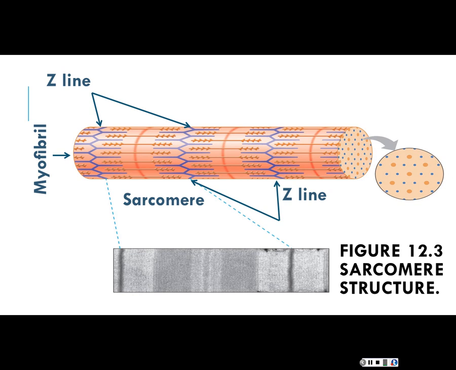In the middle of each sarcomere is the M line, the midline. You'll notice that it's kind of shown red here, running perpendicular right to the rest of the sarcomere. And so right in the middle is the M line, the midline. There's one here and another one here.